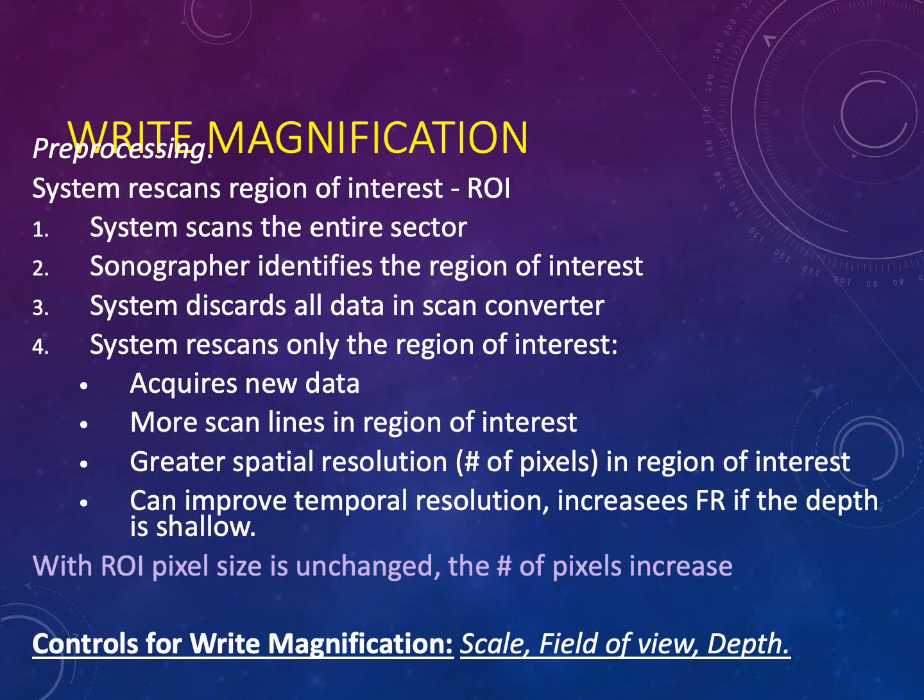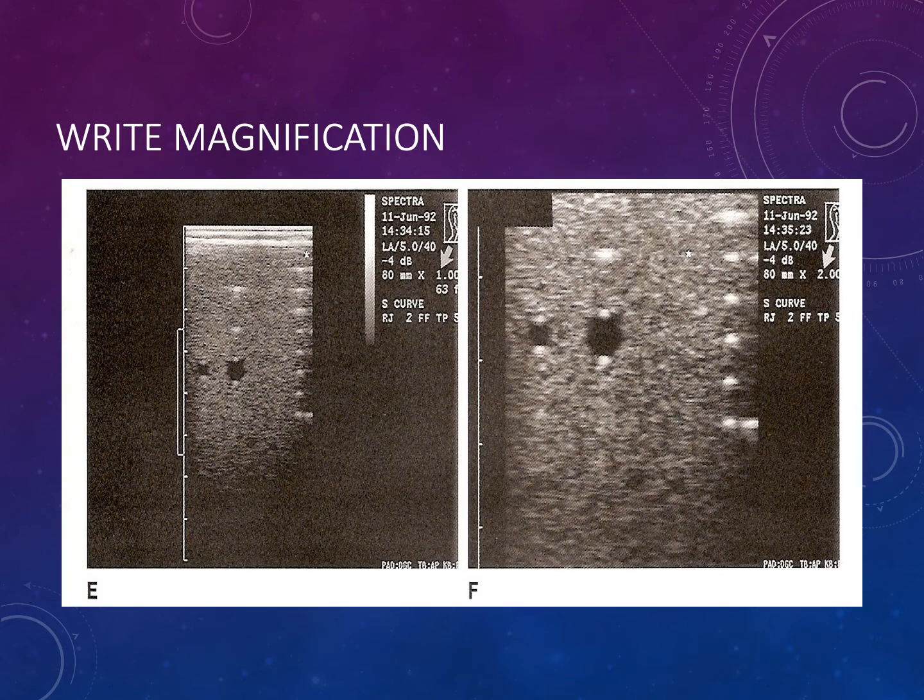So the controls for write magnification, again, are scale and depth of view. You can see it here on this image. You're scanning and you see this area of interest while you're still scanning. You can decrease your depth and magnify it. What happens to your old image? It is gone. Is this a new image, new data? Yes. Did the number of pixels change? Yes. In the region of interest, there are more pixels by decreasing the depth.